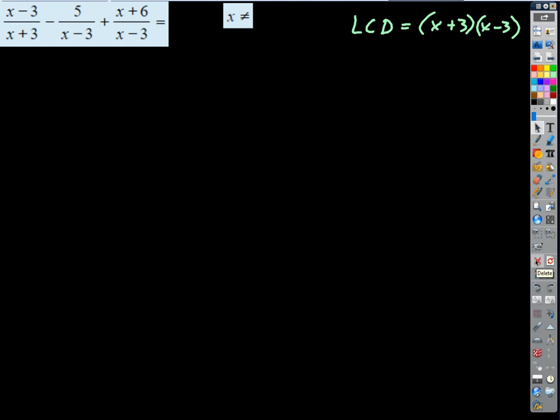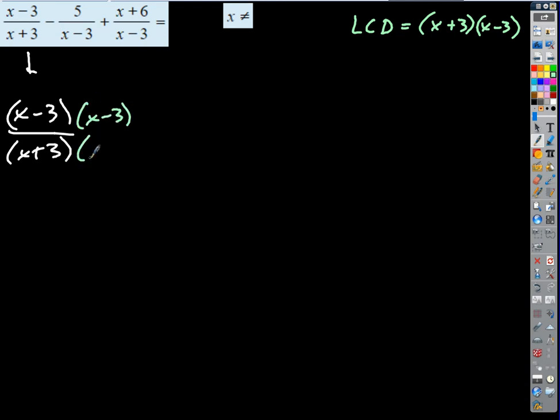So then all I have to do is get that common denominator in each of those terms. For the first term, what do I need to multiply top and bottom by to get my common denominator? X minus 3. And there it is, right? There's my least common denominator.